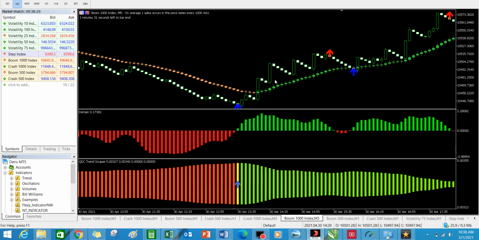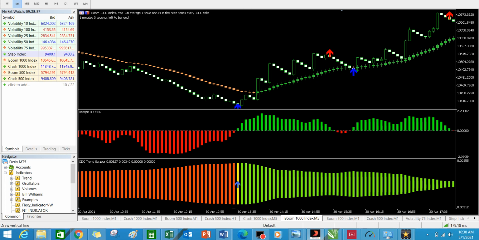I'm using the QDC scraper indicator. I'm using this because it gives us a clear direction of the market and helps us to prepare ahead of the changes that may likely occur in the market. Right now we can see that the general trend of the market, which is the one in the third indicator window, is giving us an uptrend arrow, which means that we should be getting ready to buy.